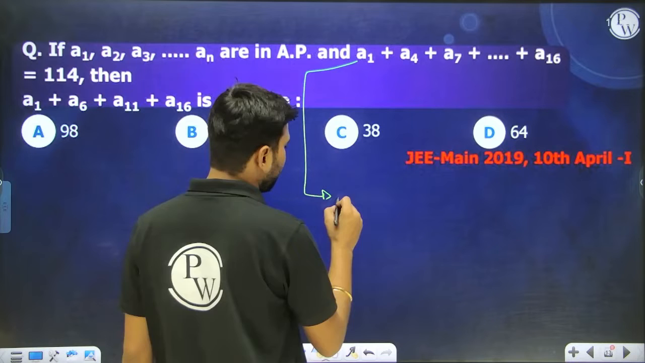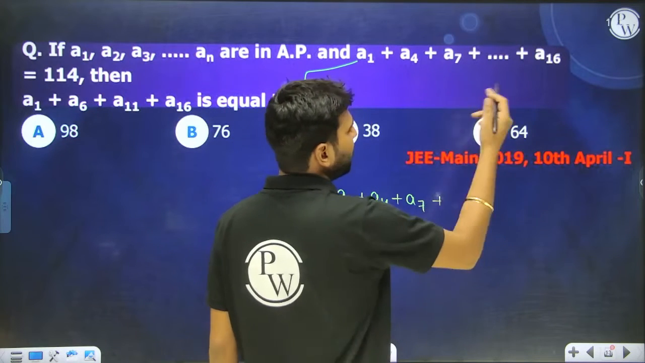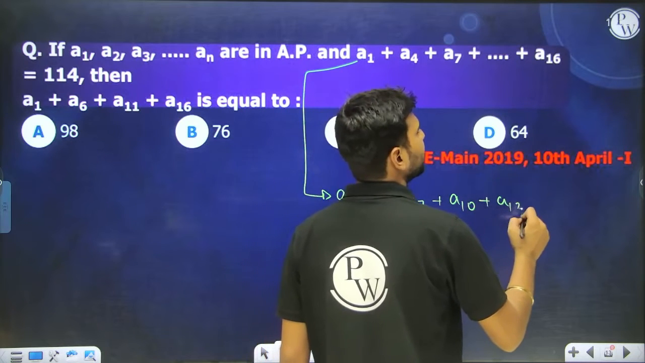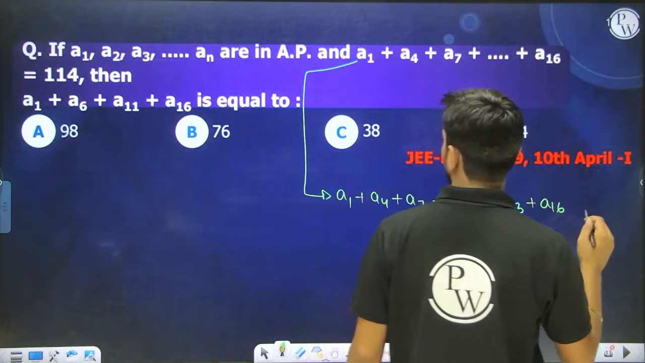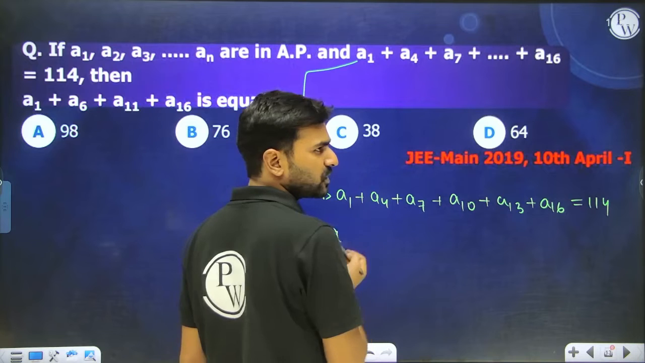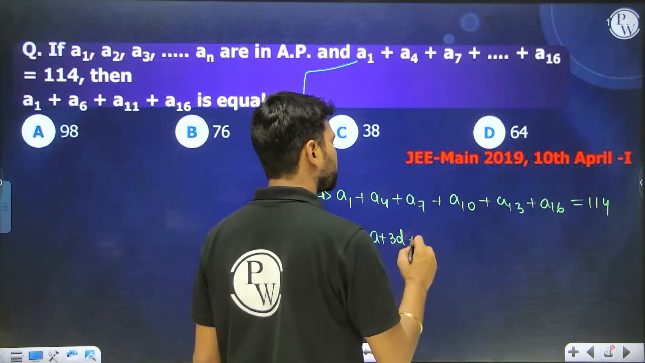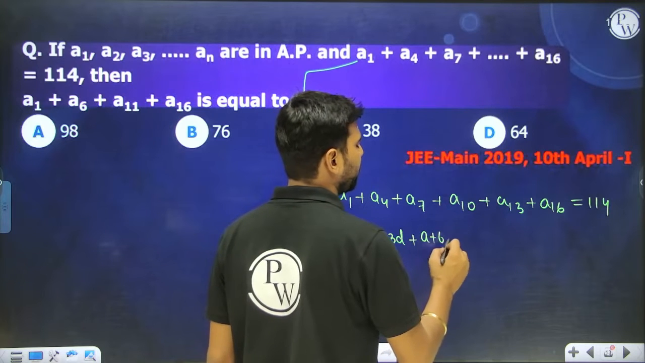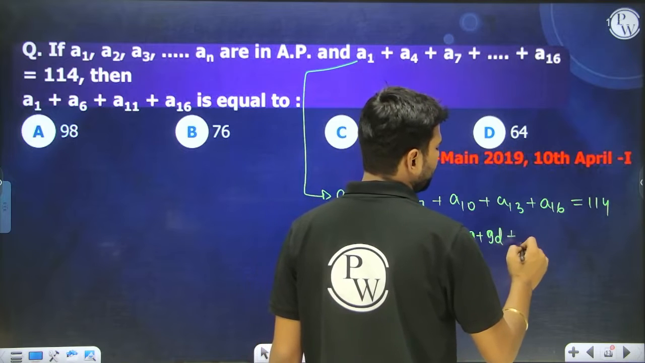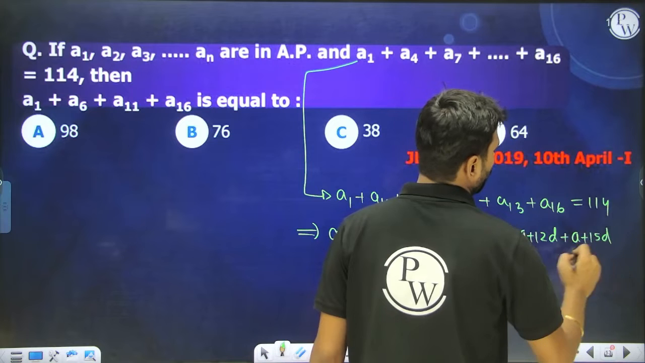Okay, let's first write down this particular expression: a1 plus a4 plus a7 and so on, means a1, a4, a7. The next term is going to be a10, then a13 till a16. The summation is given to me equal to 114. So we can say that a1 is the first term of the AP, I can write it as a. a4 is the fourth term of the AP, I can write it as a plus 3d. a7 is the seventh term, I can write it as a plus 6d. a10 can be written as a plus 9d, then a plus 12d, then a plus 15d, equal to 114.